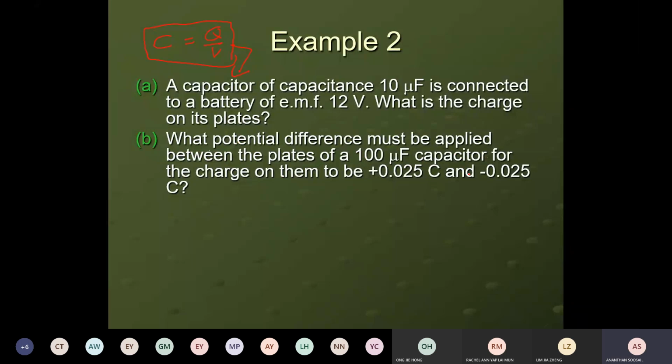For a 100 microfarad capacitor, for a charge on them to be 0.025 and negative 0.025. So same formula. So C equals Q over V. You want to find the V, it should be Q over C. But the problem here is now, what charge do you substitute in the formula?